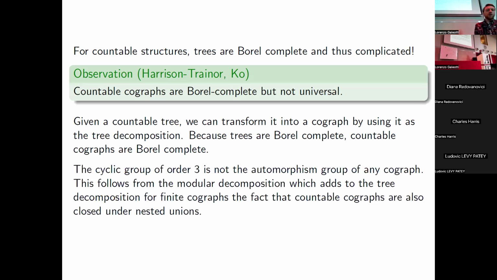On the other hand, it's not going to be universal. For sort of similar reasons to the tree, it's a little more complicated. You have to use a modular decomposition. You're never going to get the cyclic group of order 3 as the automorphism group of a cograph.